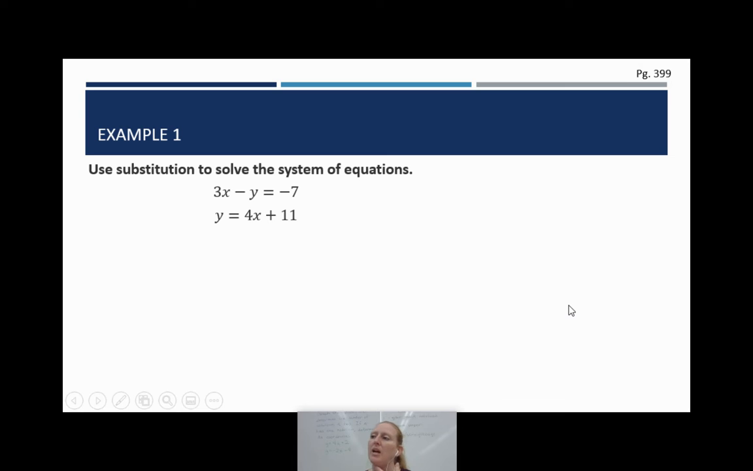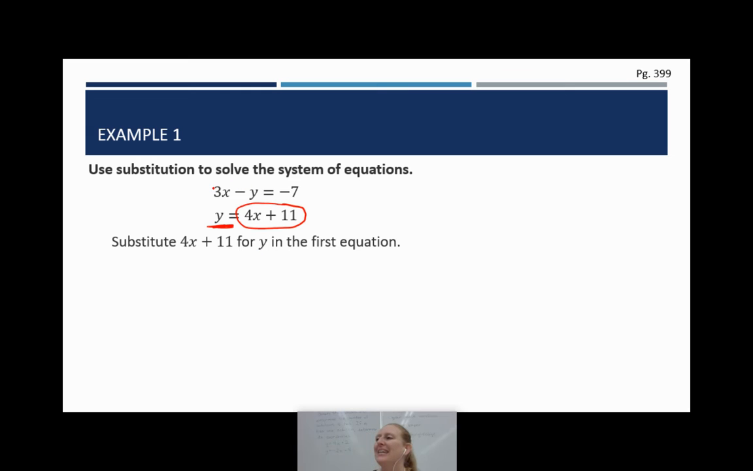All right, I'm going to help y'all out with example 1, and then I'm going to make you do some of these, okay? So we're going to use substitution to solve the system of equations. Now, step 1 said that we need to isolate a variable. Well, look how convenient this is. We already have a y equals. That's awesome, because this means that everywhere I see y, I can substitute 4x plus 11.